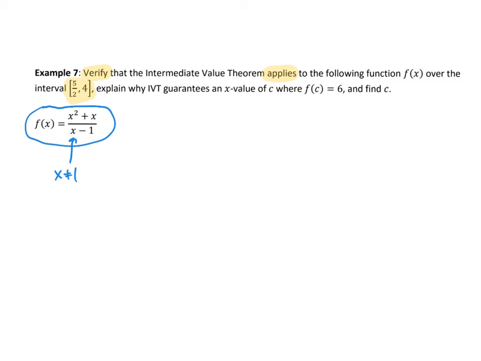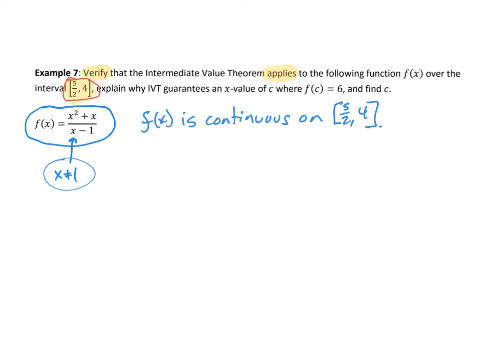I take a look at this interval here, [5/2, 4], and I breathe a sigh of relief because 1 is not in that interval. So there are no other points of discontinuity other than that 1. So in this case, f of x is continuous on [5/2, 4]. And our evidence is that the only point of discontinuity is this x equals 1 here. So we'll check that off the list.